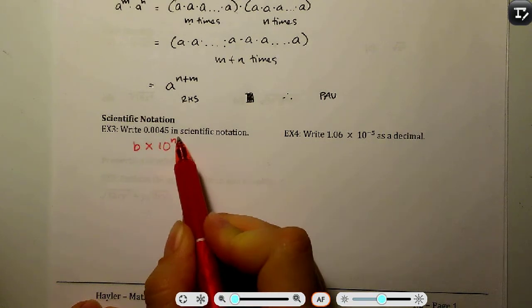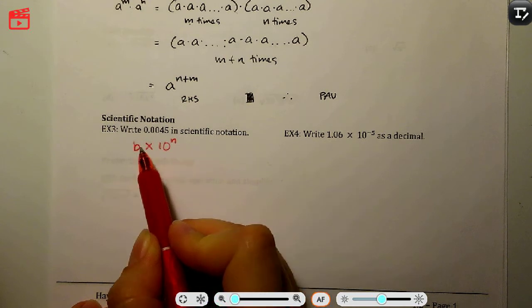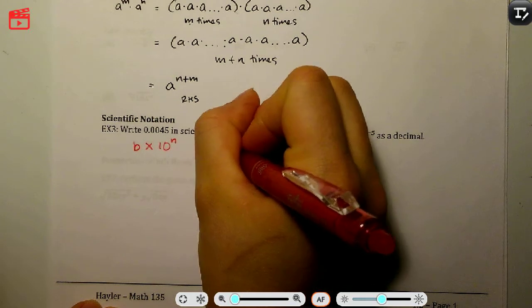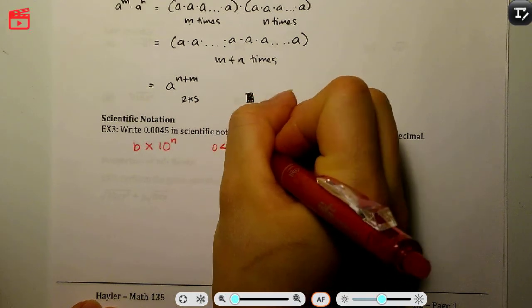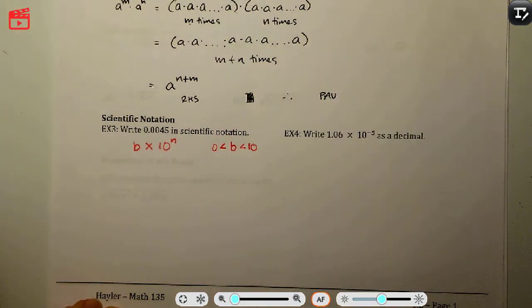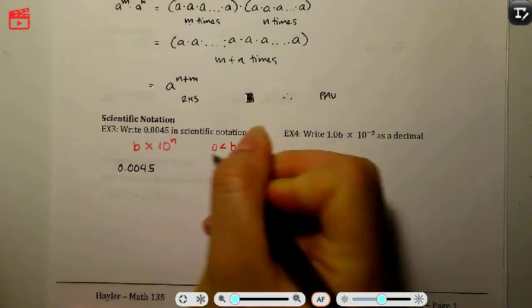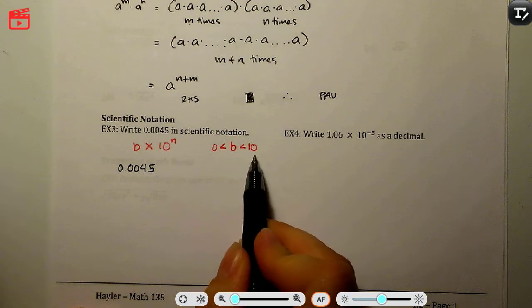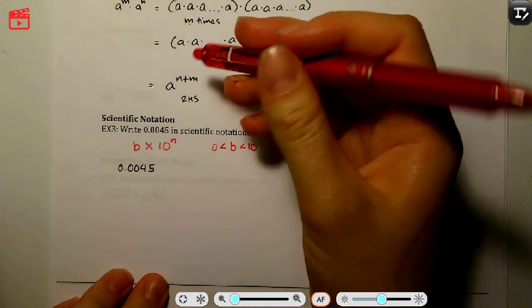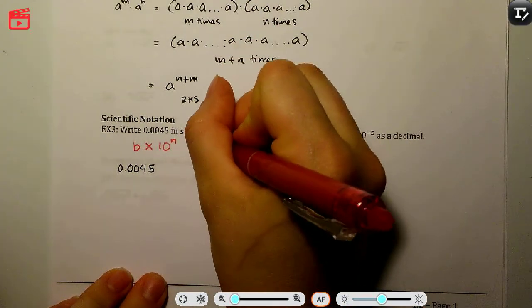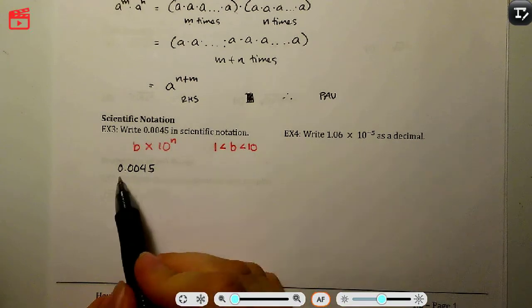So the number here for n, that could be negative. Now we have a restriction for b. So b needs to be between 1 and 10. Okay? 1 and 10. Cannot be bigger than 10. All right. So, at the moment, with our number 0.0045, is this number between 1 and 10? Okay, so no, this number is not.